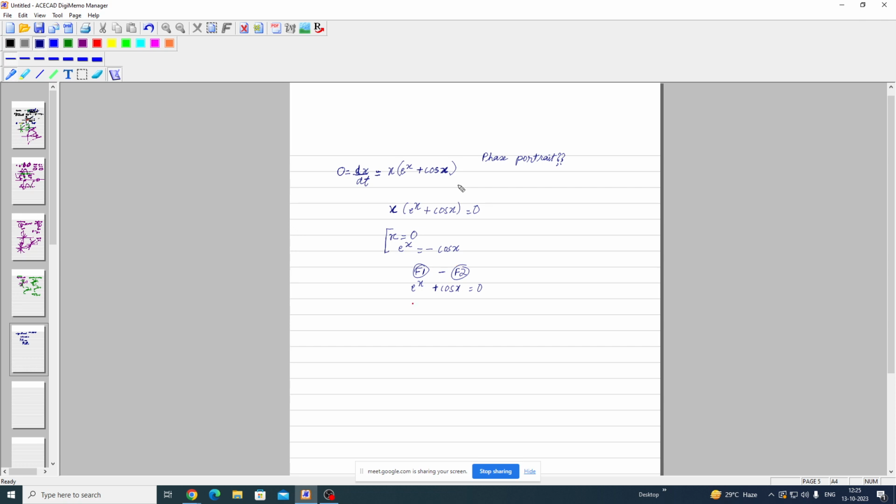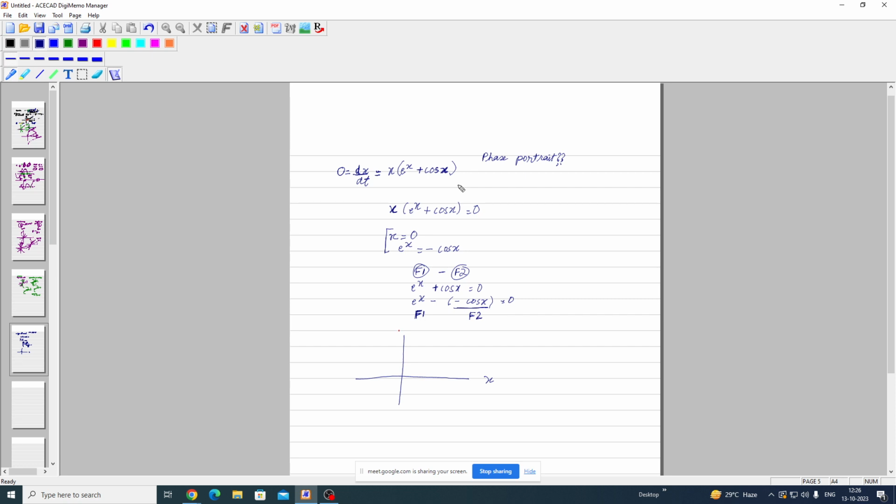So if we write it this way, like e^x minus cos x, well, we don't have to write equal to 0 every time, but okay. Now what I have done is I have written it as function 1 minus function 2, where function 1 is e^x and function 2 is minus cos x. Now if I'm able to plot these two functions, then I'll be able to find out when they are equal.